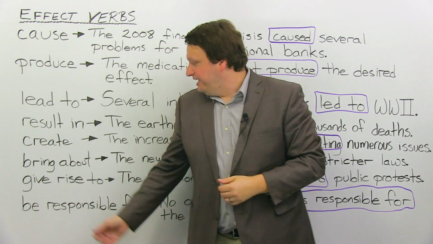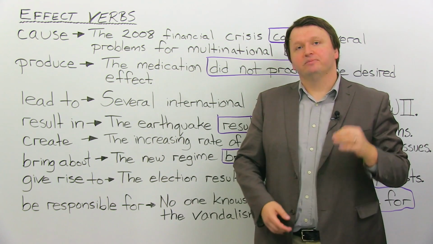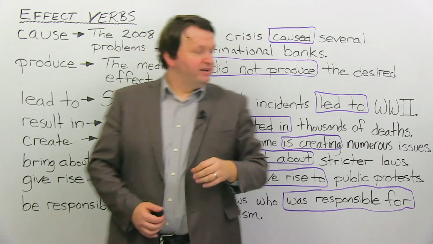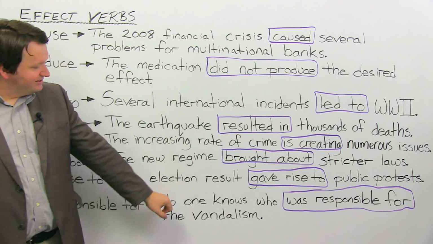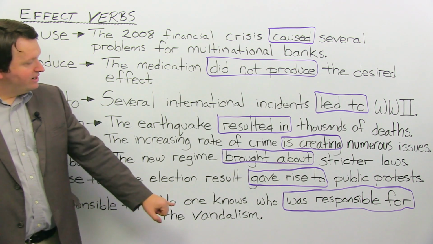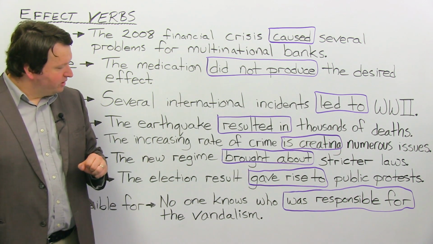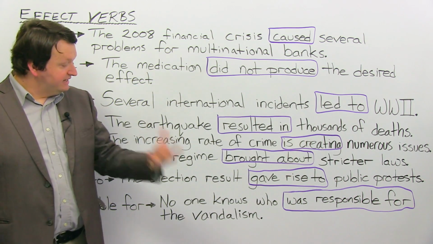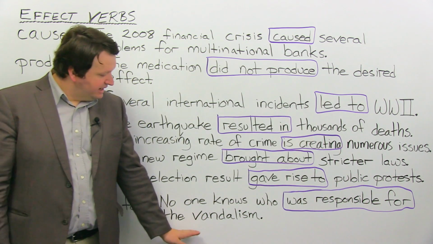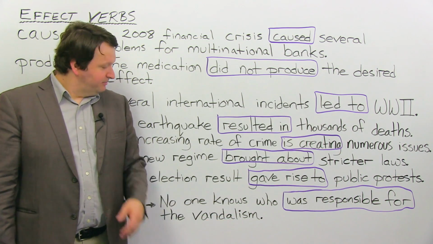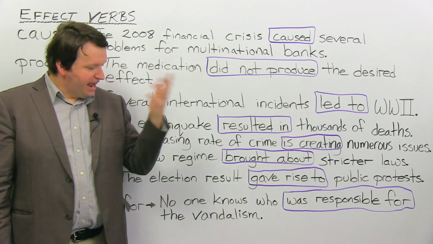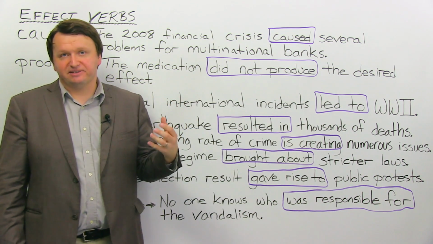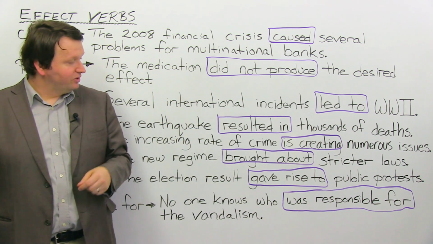Okay? And be responsible for. I think this one is self-explanatory, so here we go. No one knows who was responsible for the vandalism. So no one knows who did the vandalism, the basically graffiti maybe around the bank or some kind of public place. Okay, so who was responsible for?